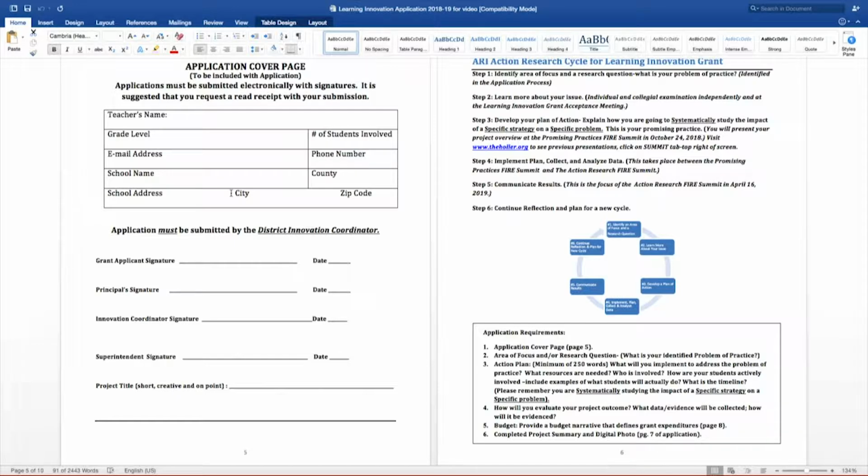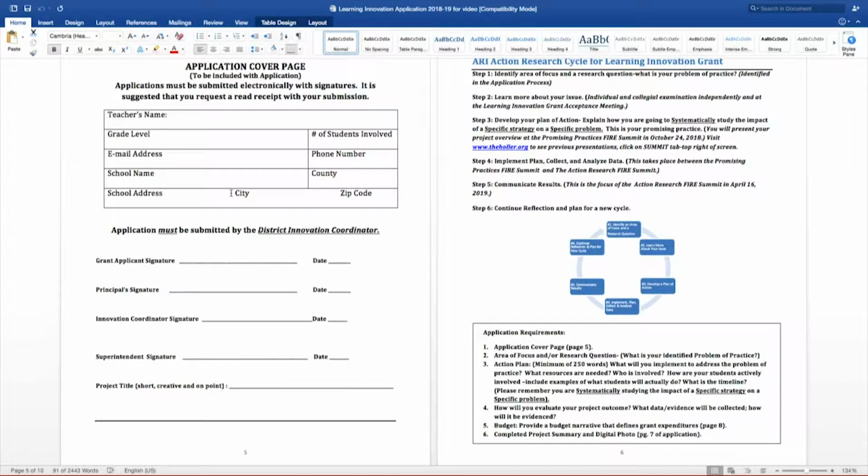Now, it's very important that you put all this information in here. There is a purpose for everything that we've asked for. Of course, we have to have the teacher's name. The grade level is very important because when we schedule the presentations, we try to put like grades together. So please be sure and put the correct grade level in there. The number of students involved.